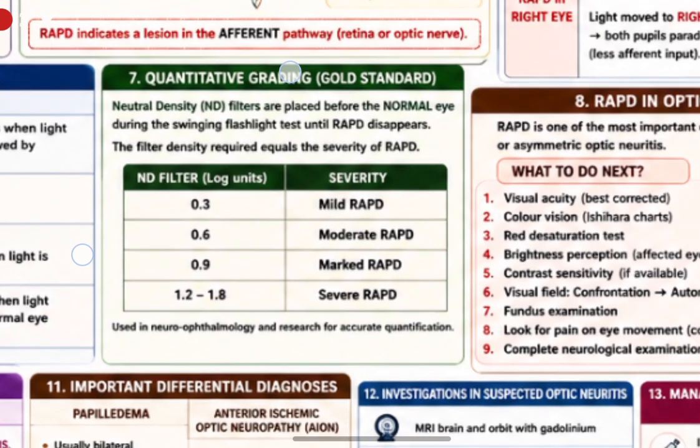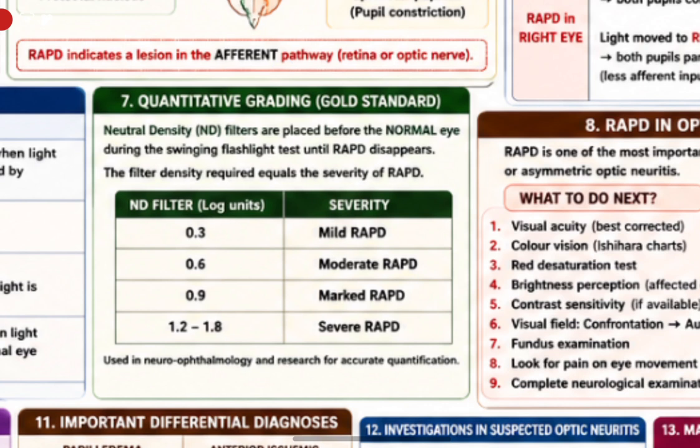This is subjective grading. Coming to quantitative grading, which is the gold standard for grading the RAPD, it is performed using neutral density filters. Neutral density filters are placed before the normal eye until the pupillary responses become symmetrical. So typical grading is, if you place 0.3 log unit, mild RAPD will be obliterated, 0.6 log unit moderate, 0.9 log unit marked, 1.2 to 1.8 log unit severe. This is the gold standard for quantifying the RAPD.